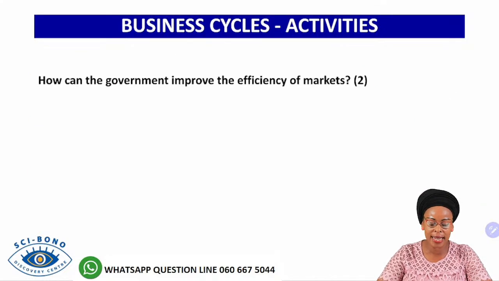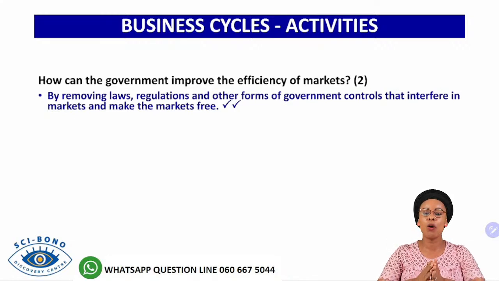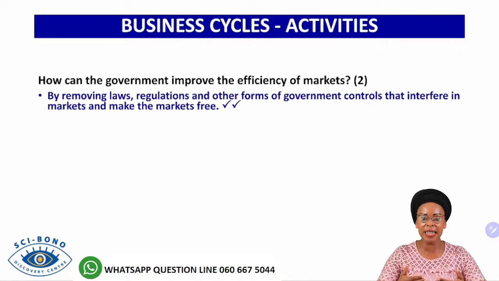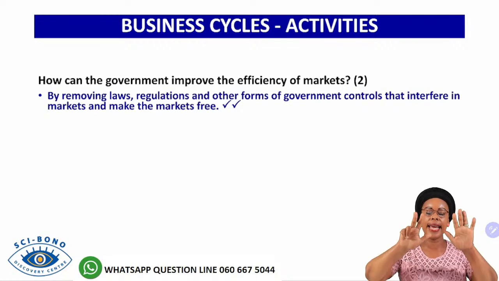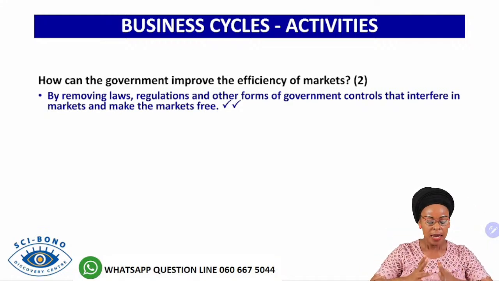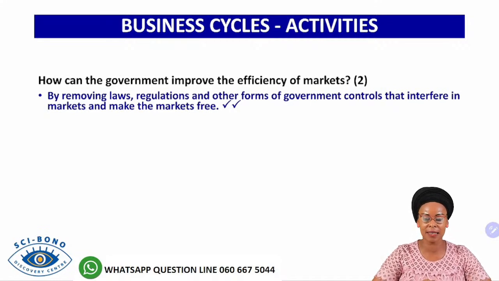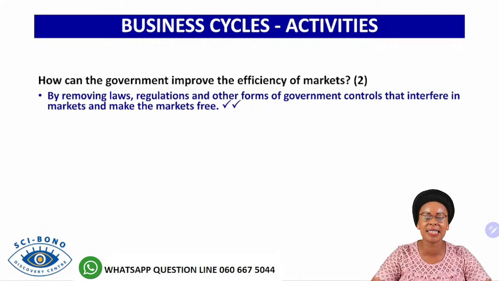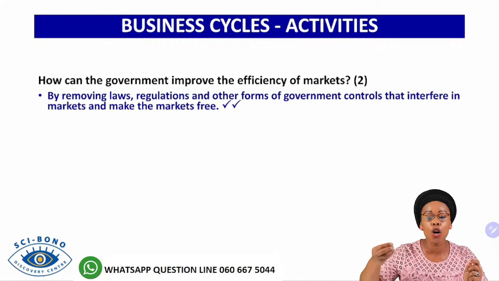Let's move to the next question. The next question is only for 2 marks, but I want to tell you, after explaining it, this question also qualifies to be an 8-mark question. The question goes like this: how can the government improve the efficiency of markets? Mr. Letiani taught this when you were doing the supply side policy. Remember, the aim of the supply side policy is to ensure that as demand increases, supply also increases.